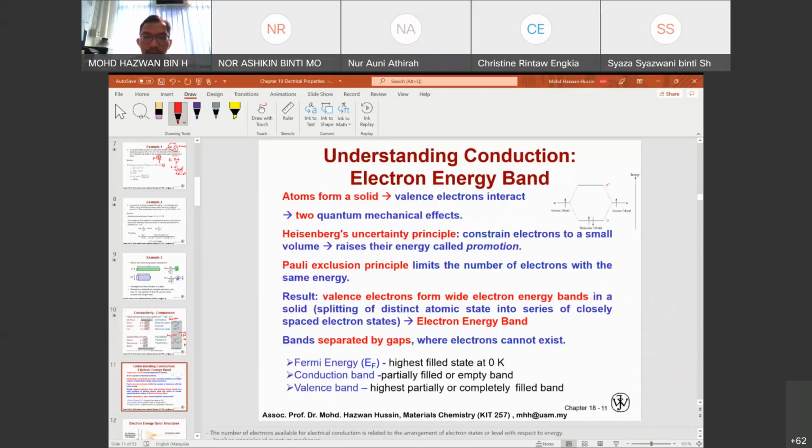Okay, all right. So any question before we go to understanding conduction through electron energy band? Any questions so far?